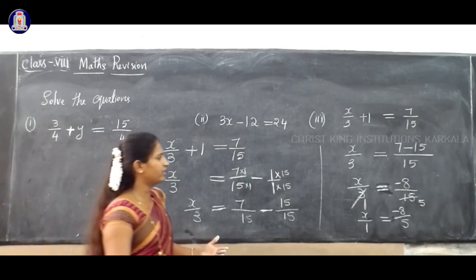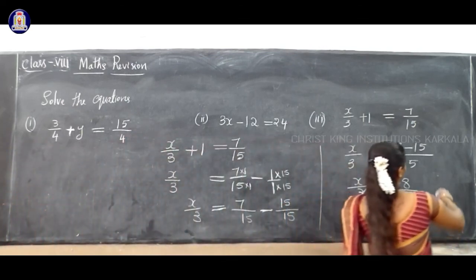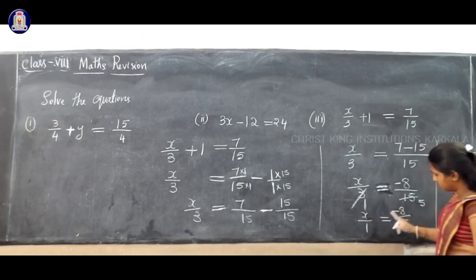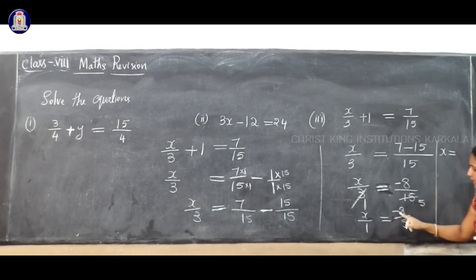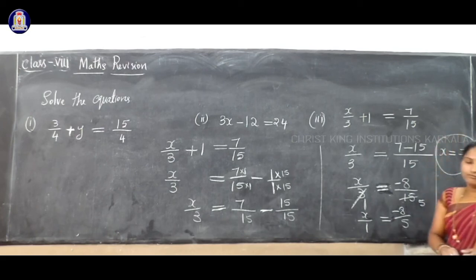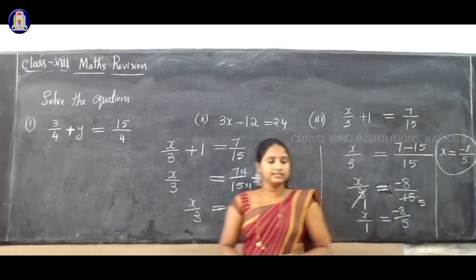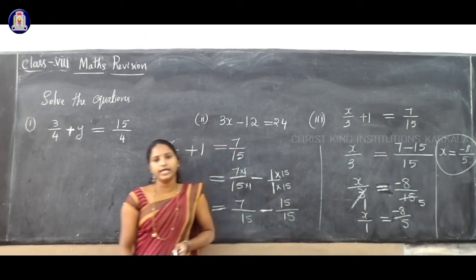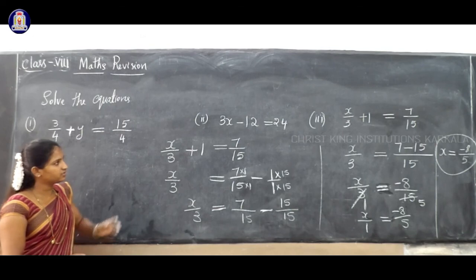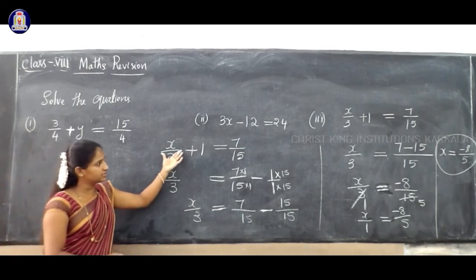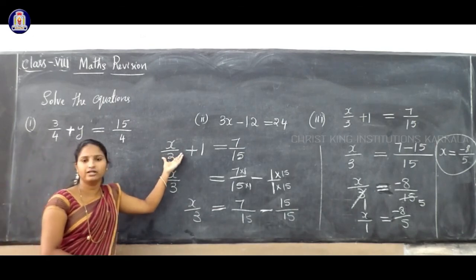So x by 1 means that is x. Or you can multiply like this. 1 into minus 8, minus 8. x is equal to 1 into minus 8, minus 8, and the denominator is 5. So therefore the value of x is minus 8 by 5. Therefore x is equal to minus 8 by 5. Clear?